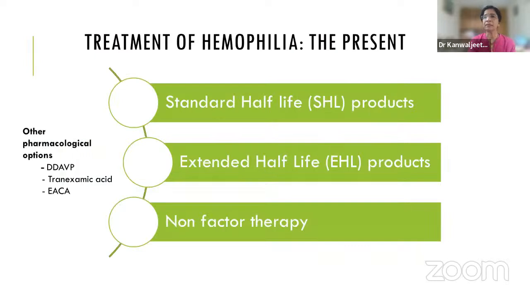Looking at clotting factor replacement, the armamentarium includes standard half-life products, extended half-life products, as well as non-factor therapy. Besides these, we have our old generation products: desmopressin, tranexamic acid, epsilon aminocaproic acid. Tranexamic acid and epsilon aminocaproic acid are antifibrinolytic agents. They are more useful where the fibrinolytic activity is more prominent, like in oral cavity, nasal cavity, GI bleeding. EACA is not preferred because of a higher risk of side effects.